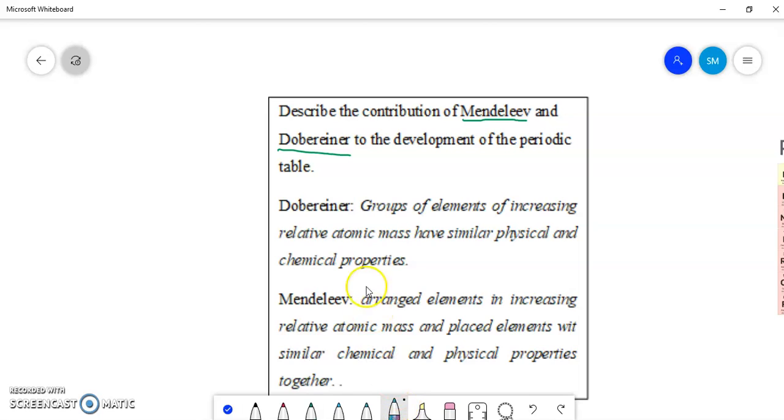So here we're going to say that Dobereiner grouped elements together that had increasing relative atomic masses, where the elements of increasing relative atomic mass had similar physical and chemical properties. Mendeleev later on also arranged these elements in increasing relative atomic mass, so he kept that the same. However, he placed elements with similar chemical and physical properties together. So you're going to take this down as a note.